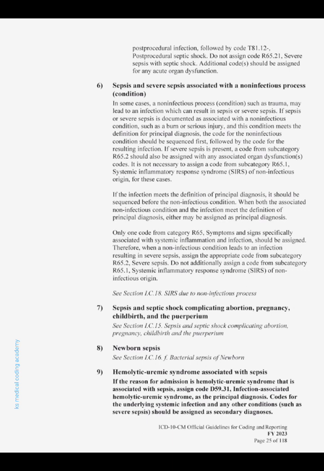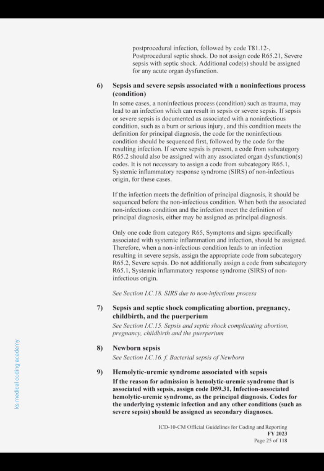If severe sepsis is present, a code from subcategory R65.2 should also be assigned with any associated organ dysfunction codes. It is not necessary to assign a code from subcategory R65.1, systemic inflammatory response syndrome (SIRS) of non-infectious origin, for these cases. If the infection meets the definition of principal diagnosis, it should be sequenced before the non-infectious condition. When both the associated non-infectious condition and the infection meet the definition of principal diagnosis, either may be assigned as principal diagnosis.